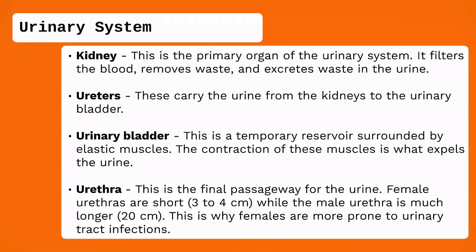Female urethras are typically short at just 3 to 4 centimeters, where the male urethras are typically longer at 20 centimeters. This is why females are much more prone to urinary tract infections, because we do have shorter urethras, so it's easier for bacteria to get in.